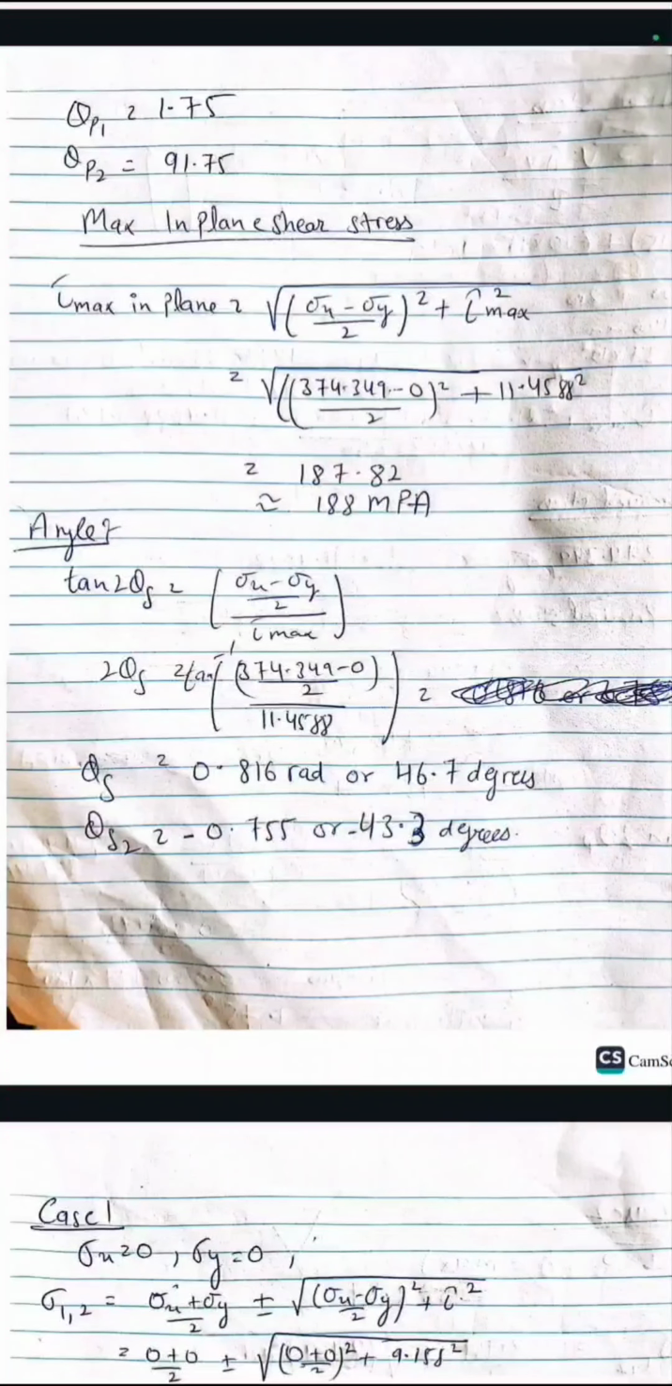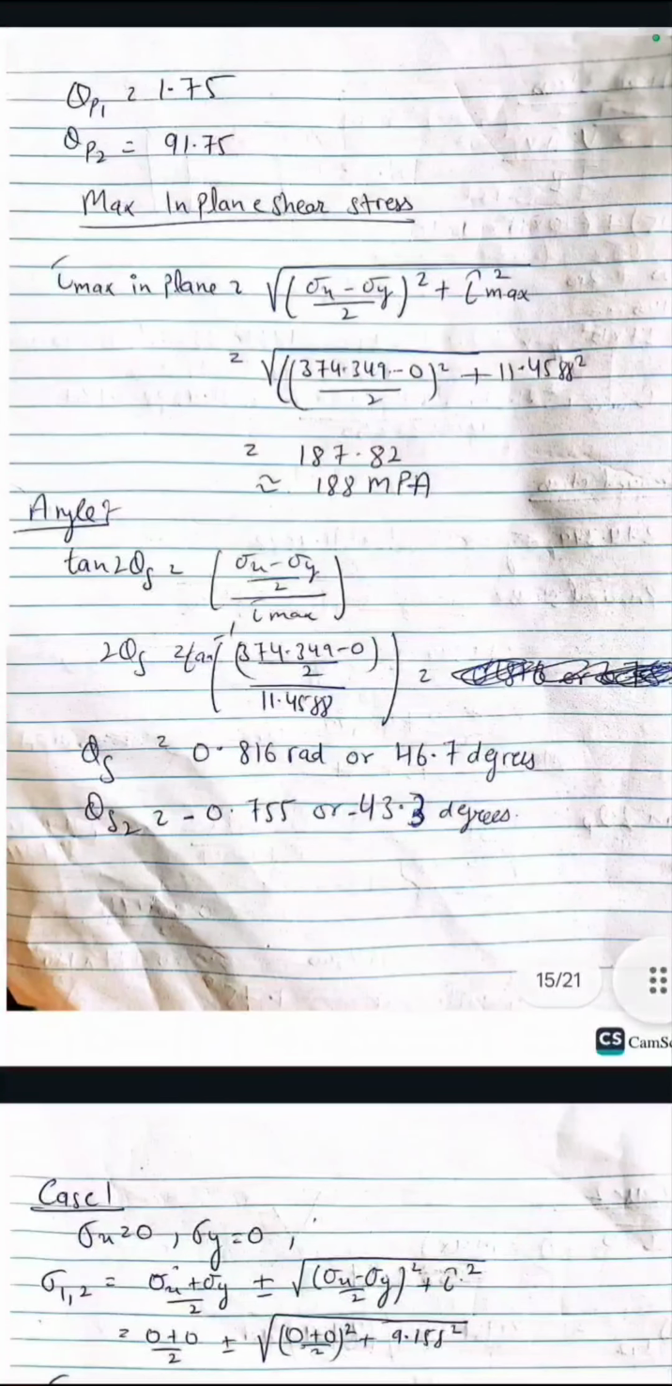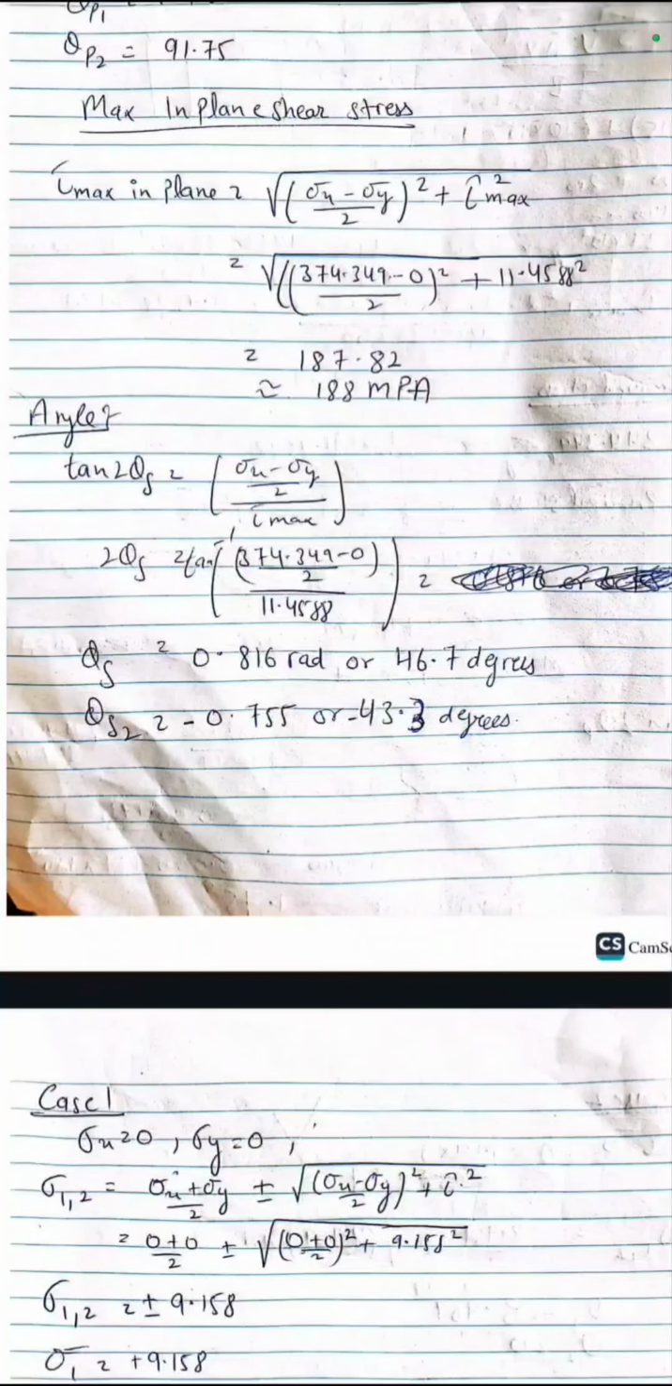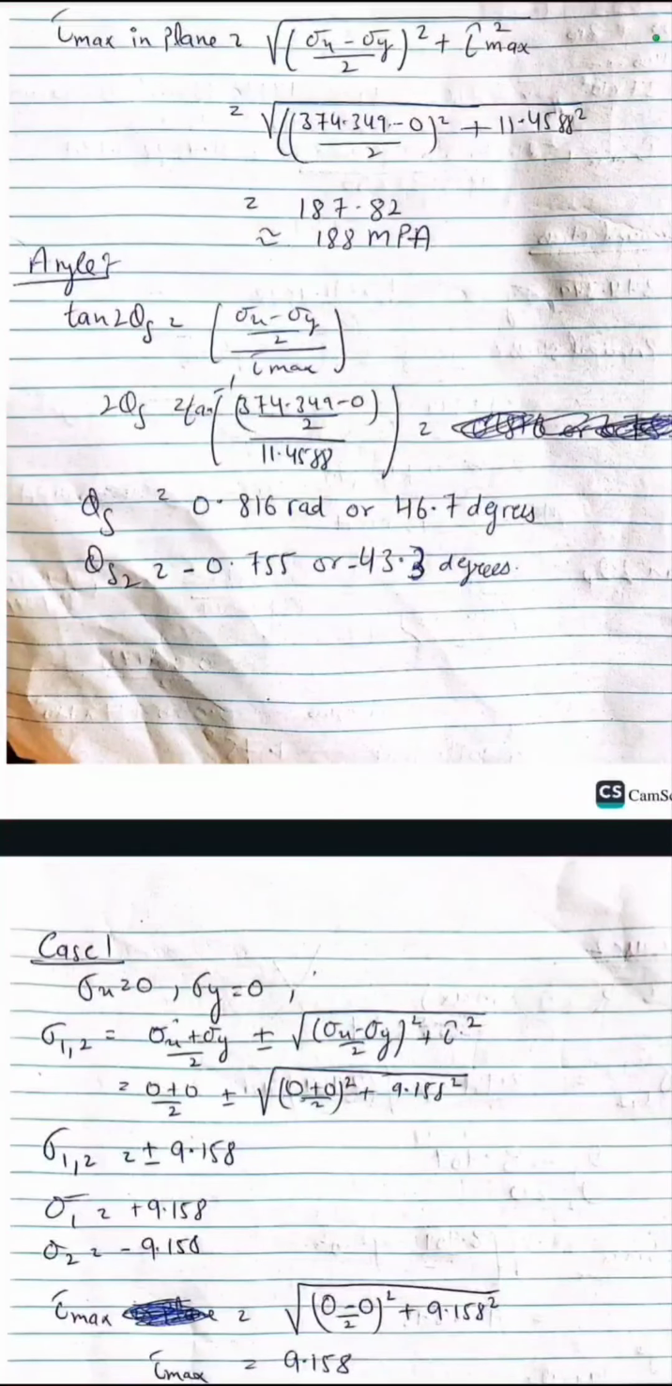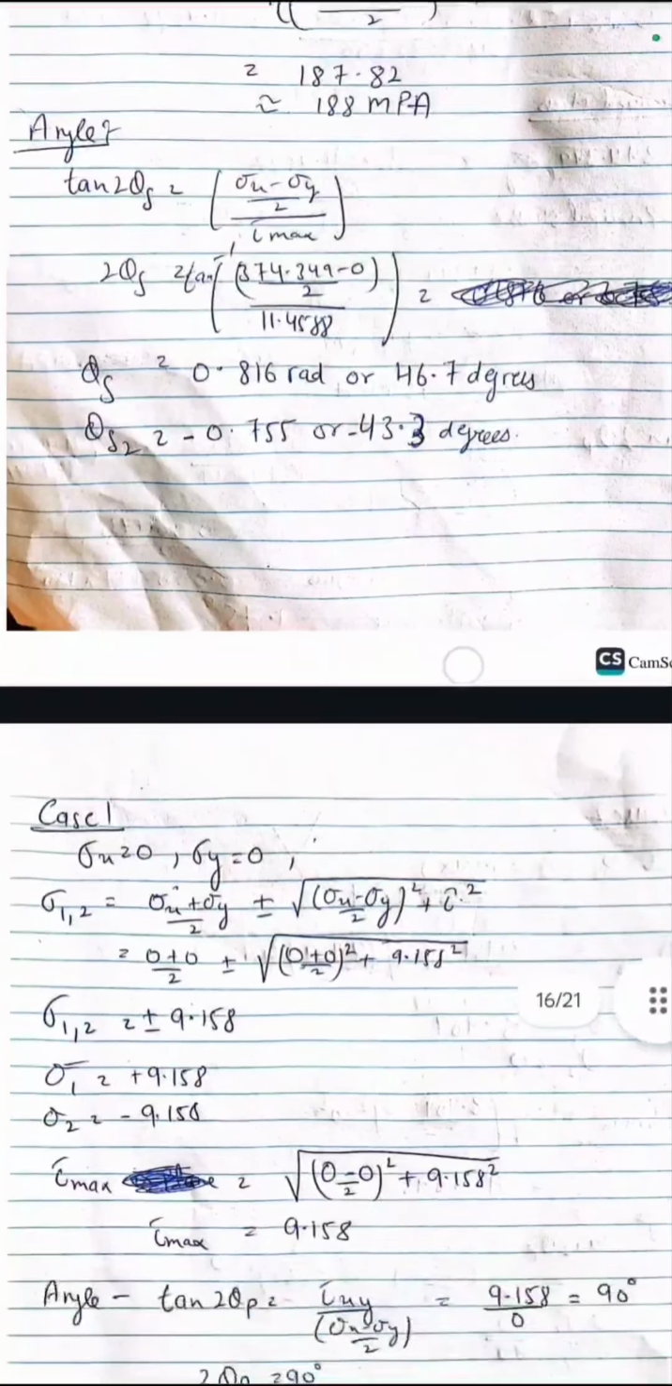Similarly we calculate the angle, and we use the formula tan 2 theta s is equal to ((sigma x minus sigma y) divided by 2) and the whole divided by tau xy. The answer obviously came in radians, and we converted them into degrees, and the answers we got were 46.7 degrees and negative 43.3 degrees, which can also be confirmed in the screenshot of the calculators at the very end.